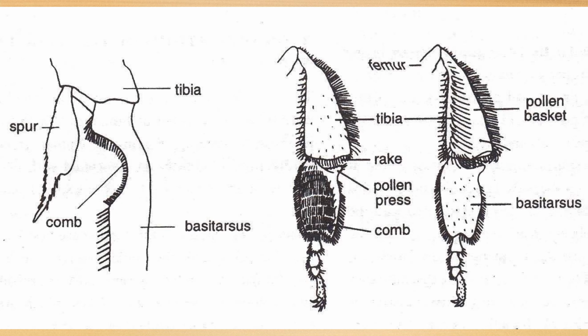Here also we can see the first one, the antennal cleaner. We can see the spur in the tibia, and in the basitarsus a curved region in which hair-like structures are there, a comb. With the help of these two, the spur and the comb, the antenna cleaning takes place in the foreleg of honeybees.